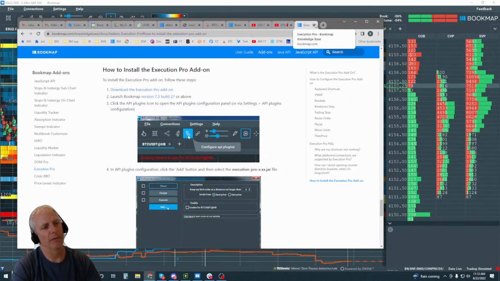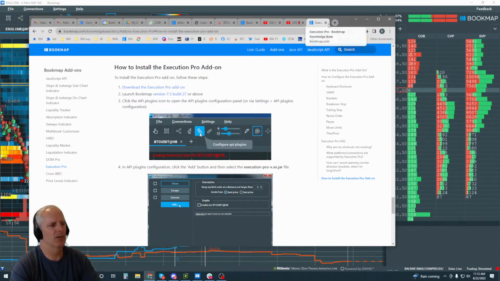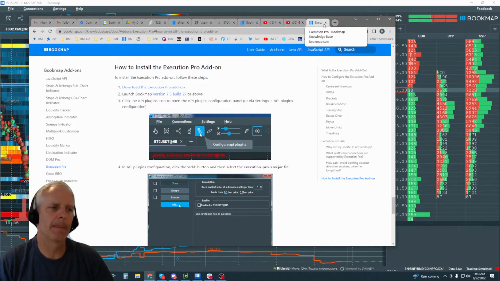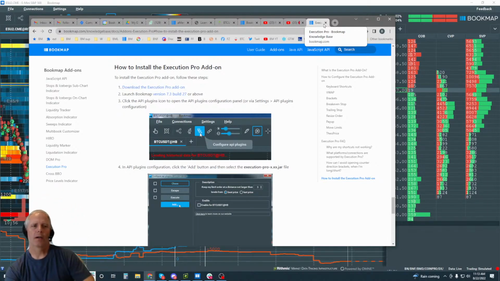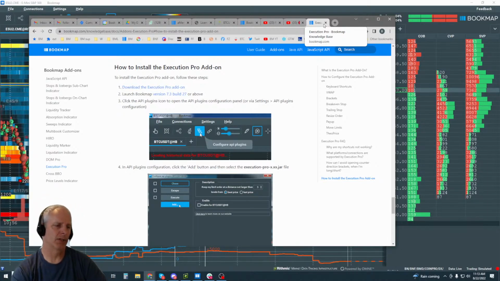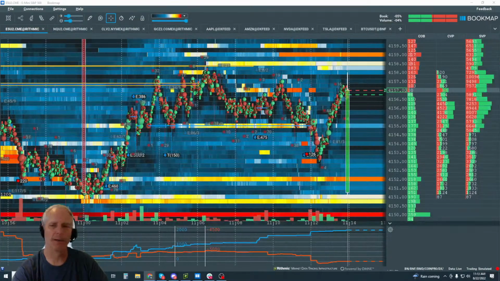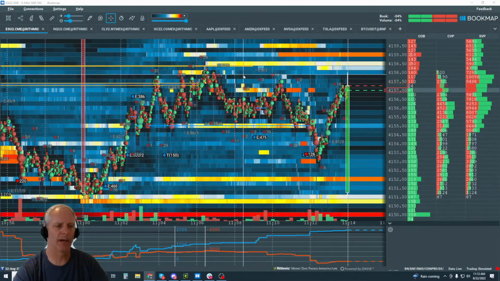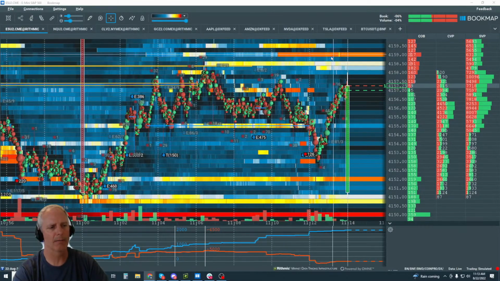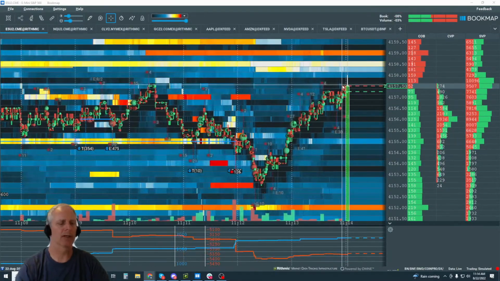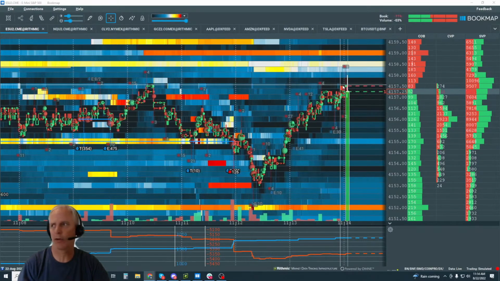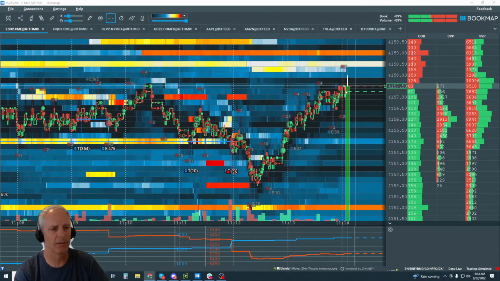If you want to try it, then try upgrading. Just log into bookmap.com if you have Global or Digital Plus, and then you'll hit the add-ons or upgrade button, and that'll allow you to try out Global Plus for a month or whatever you want to do.